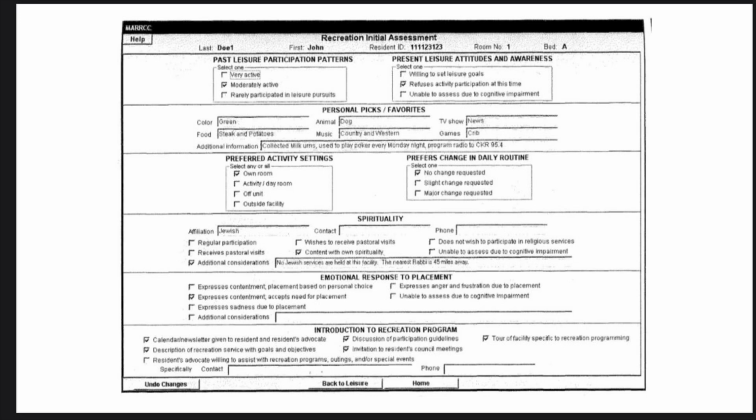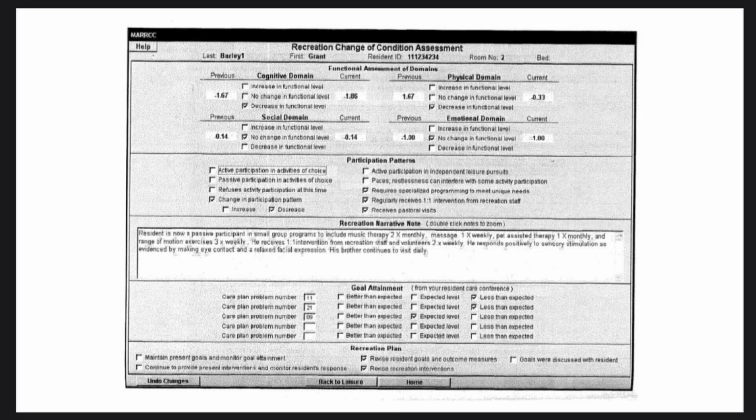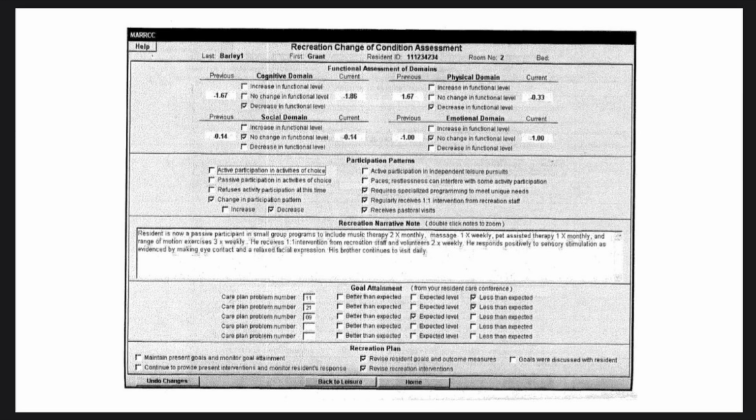Okay, next we move on to the section called Recreation Change of Condition. This section is to determine what functional domains you want to improve on. So the functional domains are cognitive, physical, social, and emotional. After, it asks you what you want in a participation pattern, whether you want to change the patterns or if you want to have a specialized program to meet your specific needs.